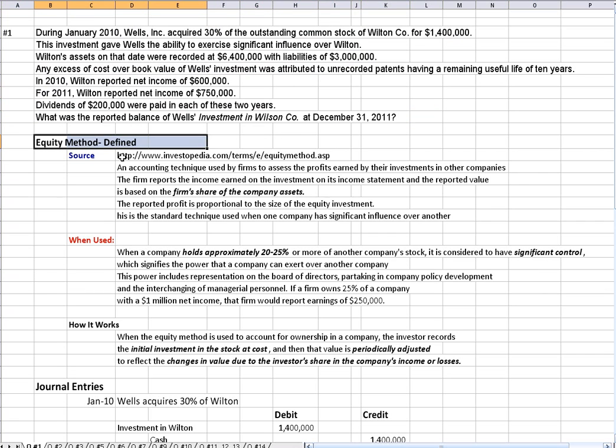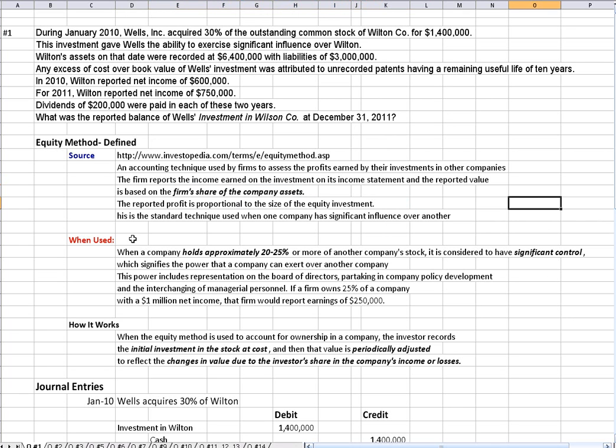So if you go to the equity method, and I picked Wikipedia, the equity method is, it says it's used by firms to assess the profits earned by their investment in other companies. You report the income earned, the value based on the buyer's share of assets. So your portion of the profit, if you're the parent, is proportional to the size of the equity investment, so Wells will get 30% of the profit.